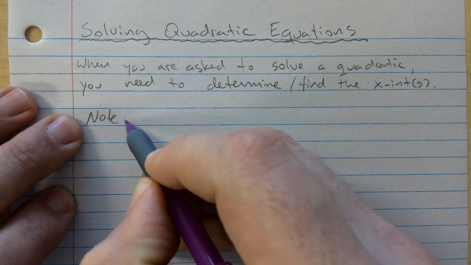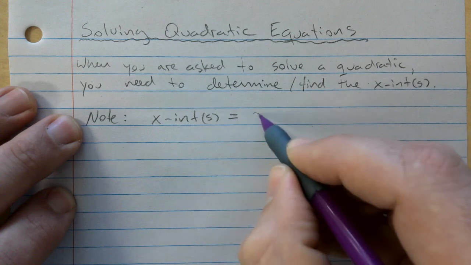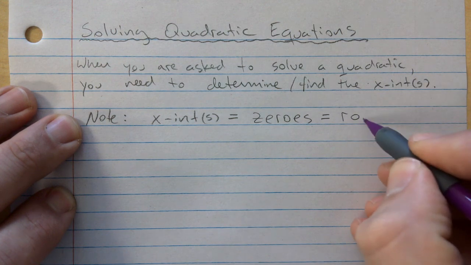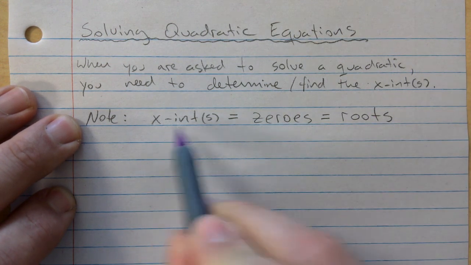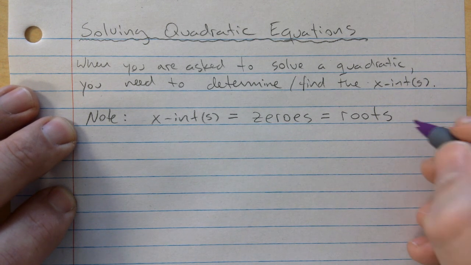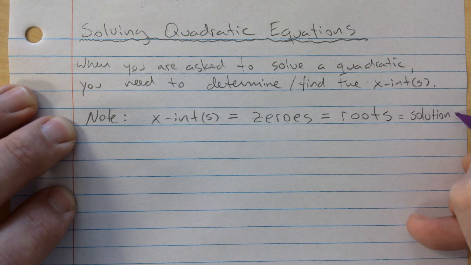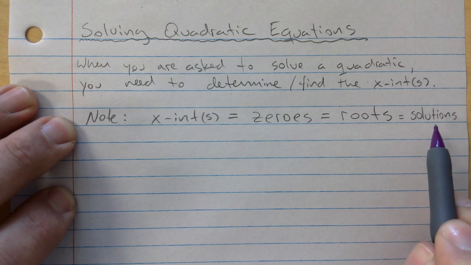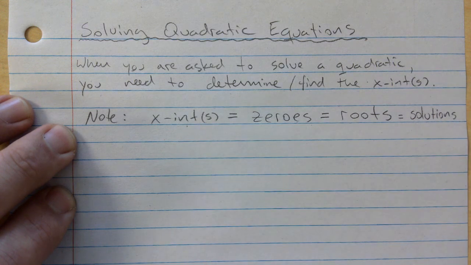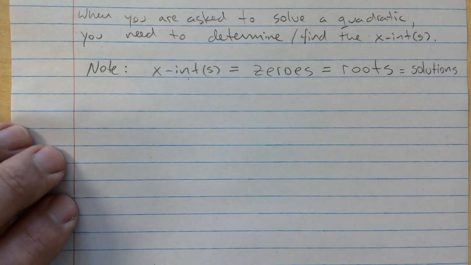Note, x-intercept or intercepts is the same thing as zeros, is the same thing as roots. They all mean the same thing. Solutions, okay? So sometimes they will say find all the solutions to the problem, all the roots, zeros, x-intercepts. That all means the same thing, okay? So don't let that throw you off.